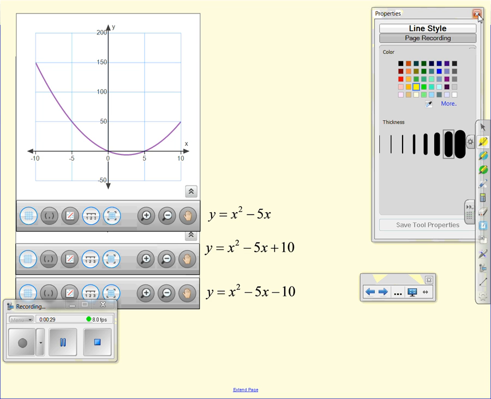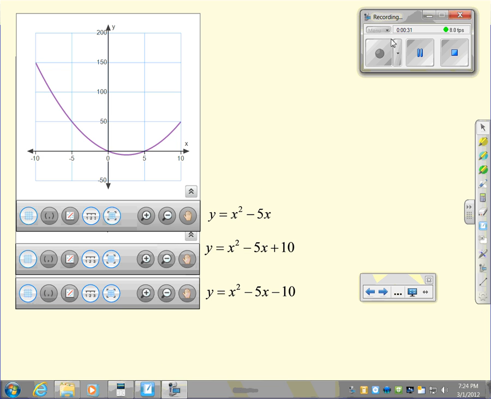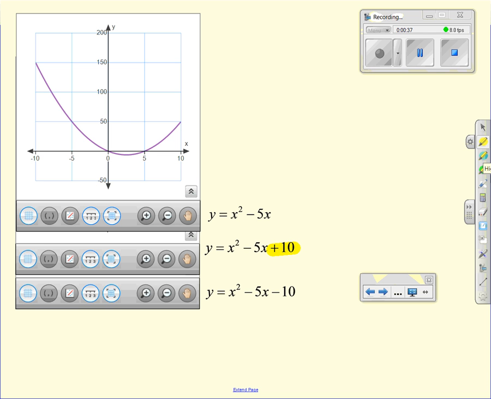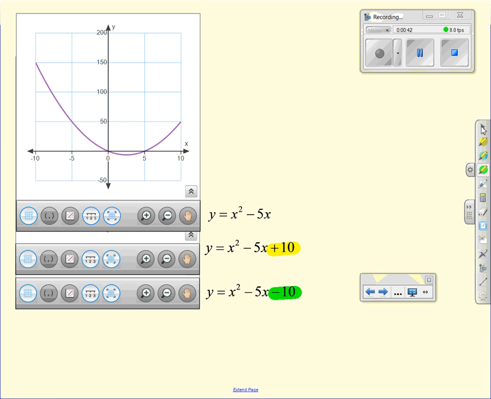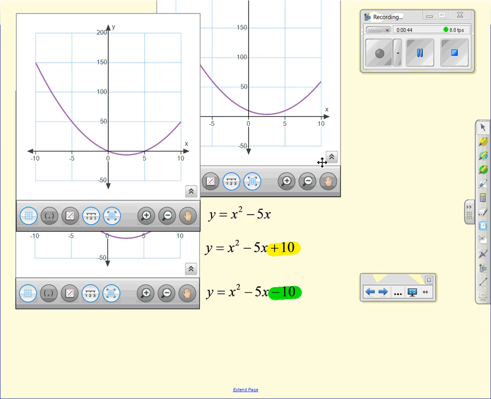Let's take a look at some graphs here. We have the graph of y equals x squared minus 5x. That's the one that you see. What is going to happen to this graph when I add 10? And then what is going to happen to this graph when I subtract 10? How is it going to change? Well, let's take a look at the second graph first.